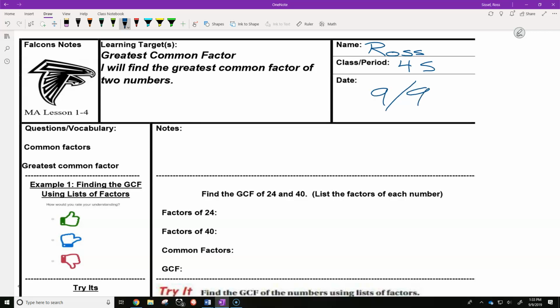Nope. Alright, so put your heading on your notes, so if you leave yours behind, we know who to give it to. But you should have your name. Today's class period, we are 4S. And the date is 9-9.